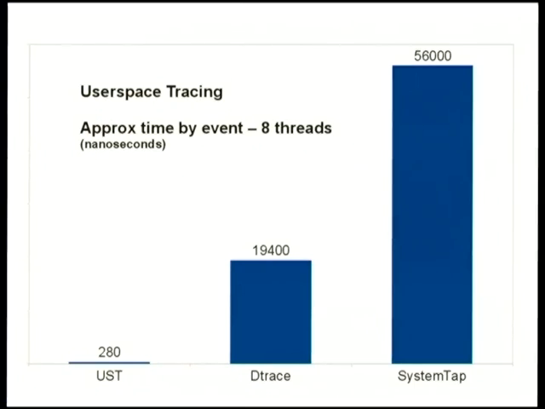SystemTap doesn't have the same goal as LTTng. LTTng really wants to get all the data out of the system, and you do the analysis after the fact. SystemTap is really more geared to running a script that does the analysis online and just gives you aggregated data at the end of your session.